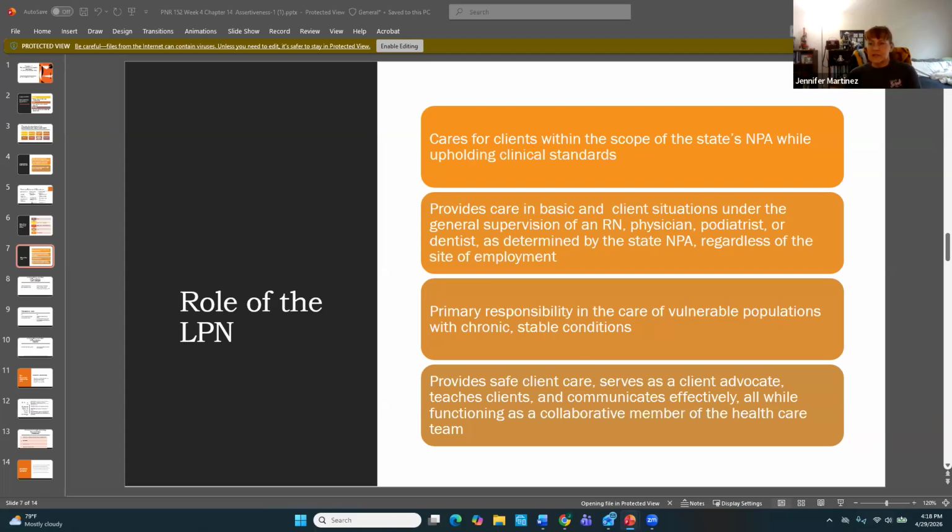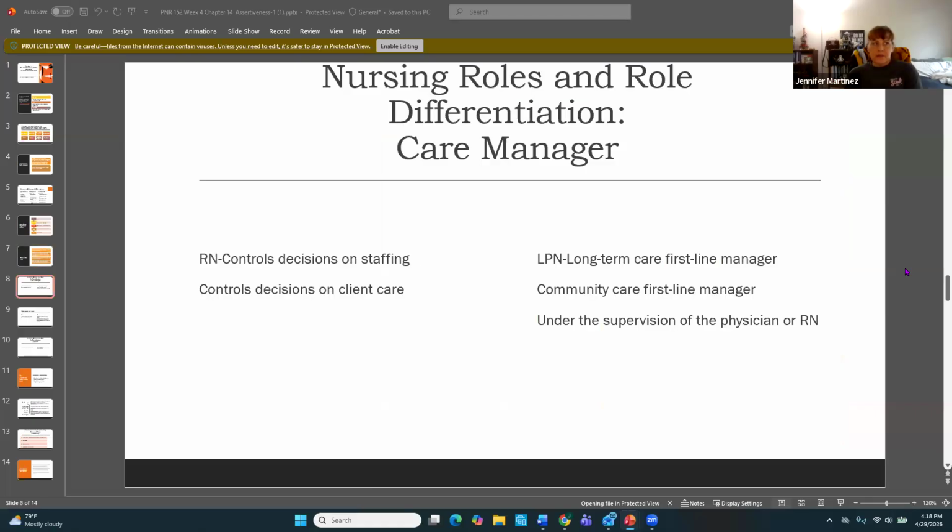chronic stable conditions. More and more now, we are seeing that LPNs are having to care for clients who are in more urgent situations. So building your skills, your critical thinking, and your clinical reasoning skills is going to be super important. Role differentiation as far as care manager: the RN controls decisions on staffing and client care.